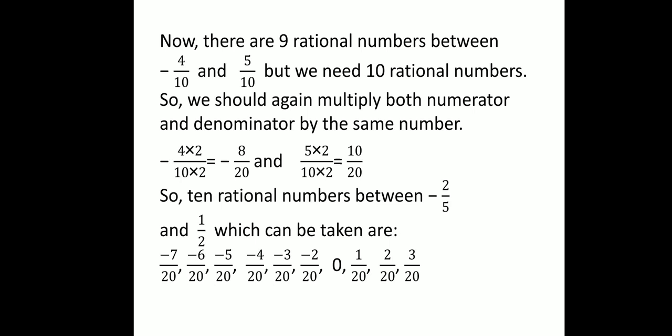So we can easily find 10 rational numbers between minus 2 by 5 and 1 by 2, which can be written like this. It will be minus 7 over 20, minus 6 over 20, minus 5 over 20, minus 4 over 20. Likewise, you can write 10 rational numbers between the given rational numbers.